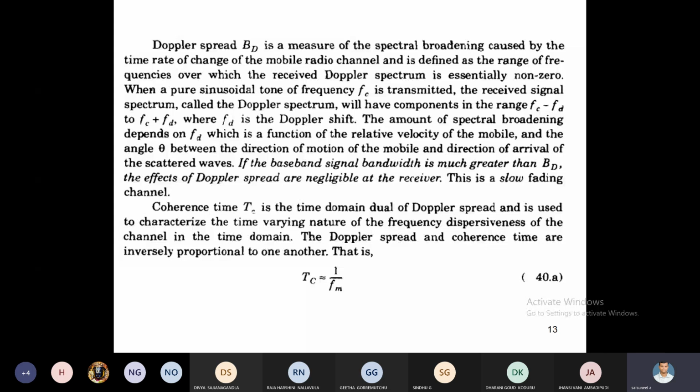Coherence time. Here, this coherence time is in the time domain. It also depends upon the Doppler spread. Where exactly are we using the parameter coherence time? It is used to characterize the time varying nature of the frequency dispersiveness of the channel in the time domain. That is the time varying nature. That's why the coherence time TC is equal to 1 by FM. Both the Doppler spread and the coherence time are inversely proportional to each other.